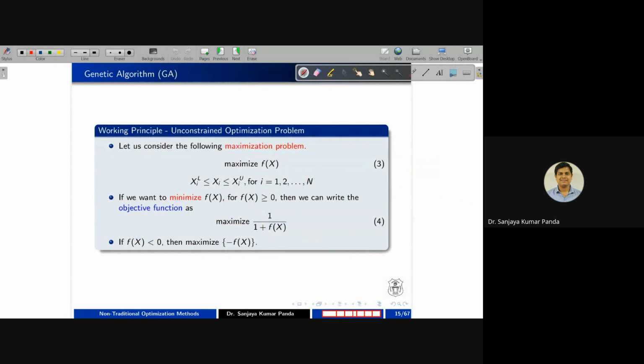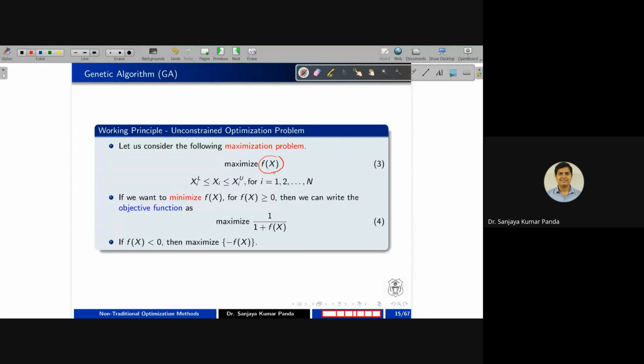So let us consider an unconstrained optimization problem. Here our objective is to maximize f of x. I am taking a function f of x, and our objective is to maximize it. And I want to find a search space, right?